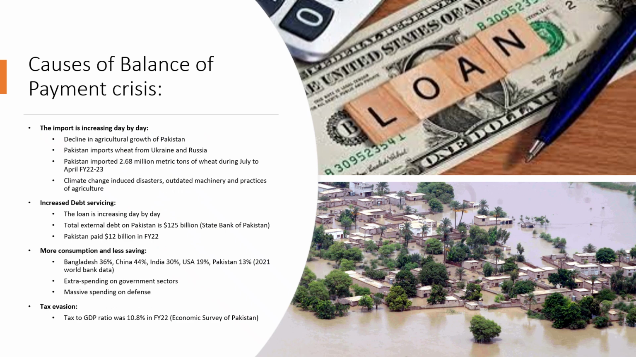Another cause of balance of payment crisis is the increase in imports of Pakistan. We all know that the imports in Pakistan are increasing day by day. Well, definitely there are some reasons behind this increase in imports. The first reason is the decline in agricultural growth of Pakistan. We all know that Pakistan is an agricultural economy. Pakistan grows wheat, rice, sugarcane, and maize also. Pakistan grows different kinds of crops. But these days, Pakistan is facing a decline in agricultural growth also.